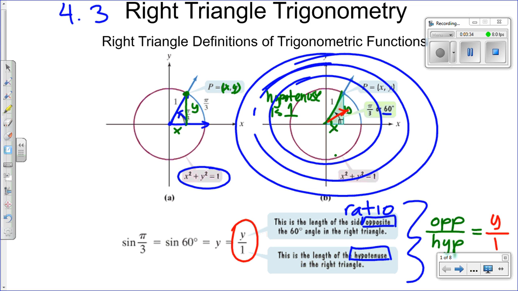Okay. So the idea here with the unit circle is that if it works for a triangle of hypotenuse 1, it will also work for a triangle with hypotenuse 2, or hypotenuse 3, or hypotenuse whatever you want, okay? And I will show you that with triangles in a minute.